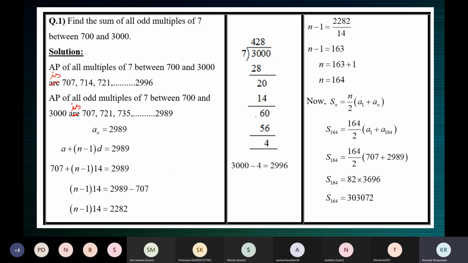This working is to find the last number, children. I hope you understand the last number. The last number you can do it like this, or you can also say, 7 into 428. 428 into 7. 7 8 are 56, 5 carry over. Same number you will get. 14, 19, 9, 1 carry over. 7 4 are 28, 29.